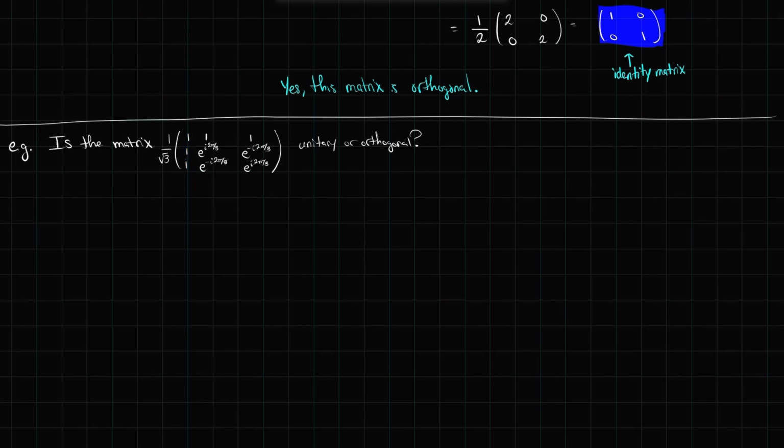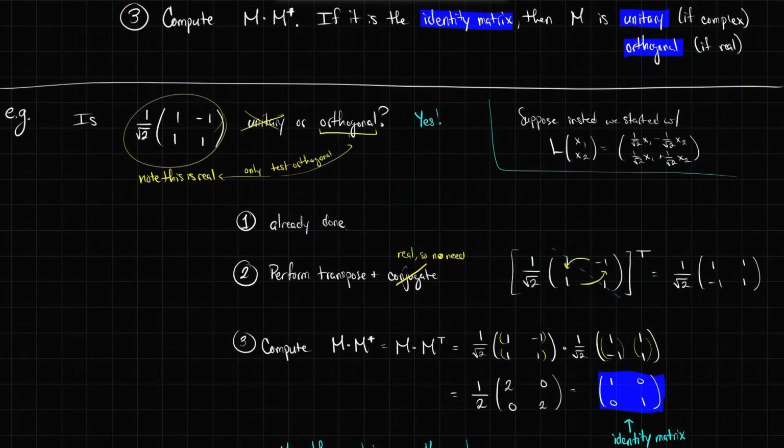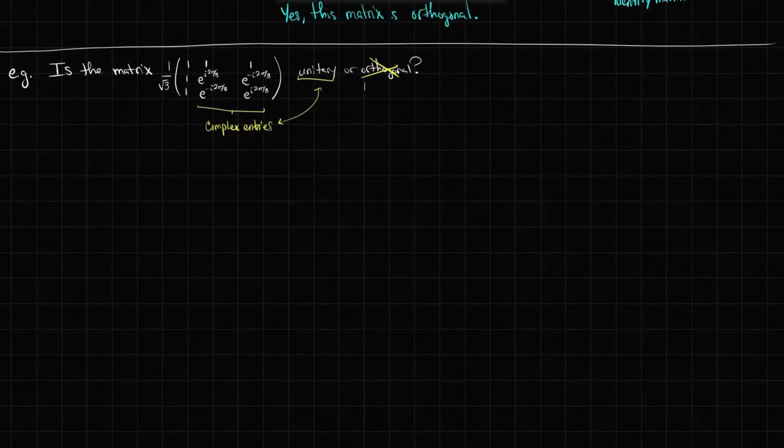First thing we can note is that since this has complex entries, we basically guarantee ourselves to ask the question about unitary. We don't have to ask about orthogonal, kind of like before. And we're going to do the exact same thing as prior. Maybe we started with a linear map here. So step 1, getting it into a matrix, is once again already done.